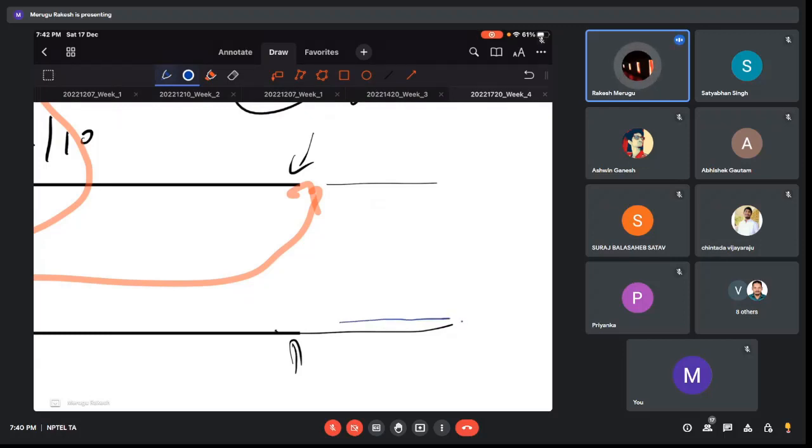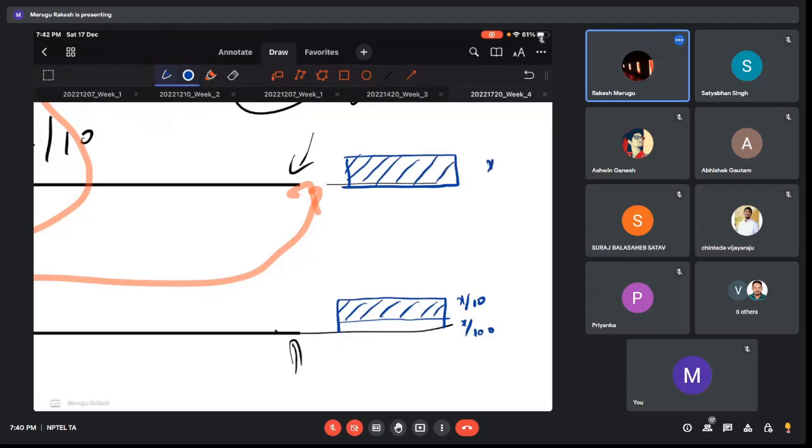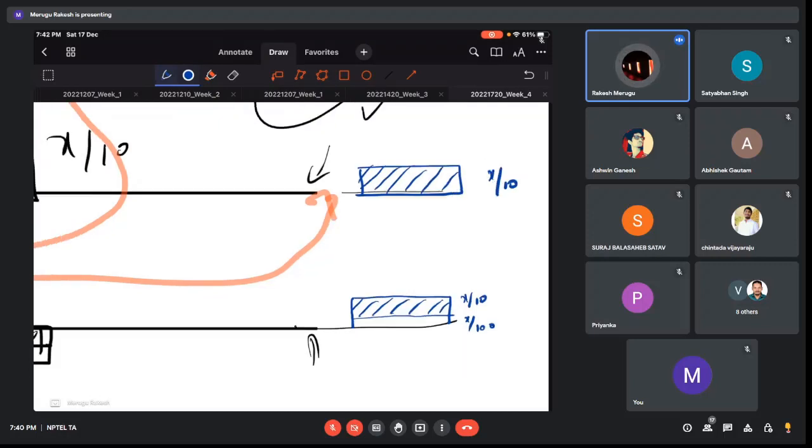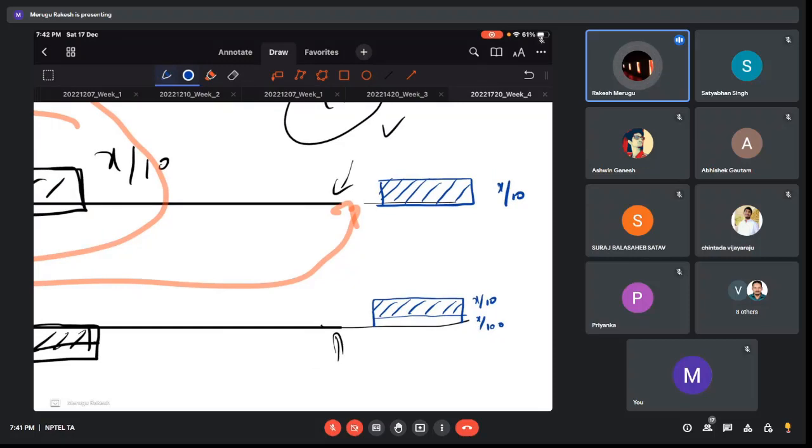So this is the wear, and this is the gauge tolerance for the go gauge, and this is the gauge tolerance for the no go gauge. This system is for the hole, and similarly, it will be the same, reversed, for the shaft.